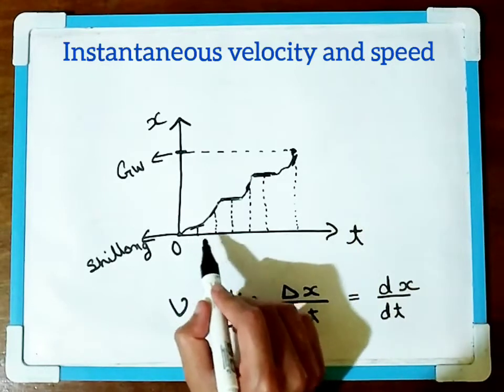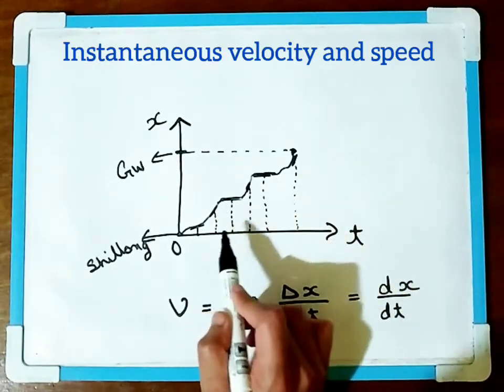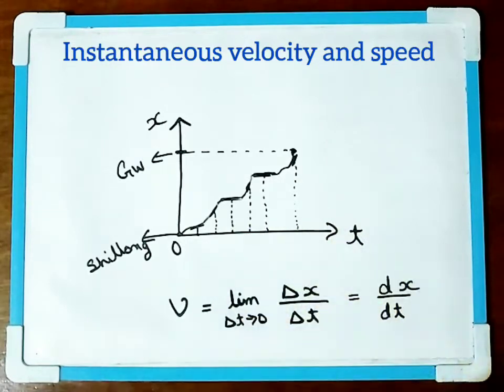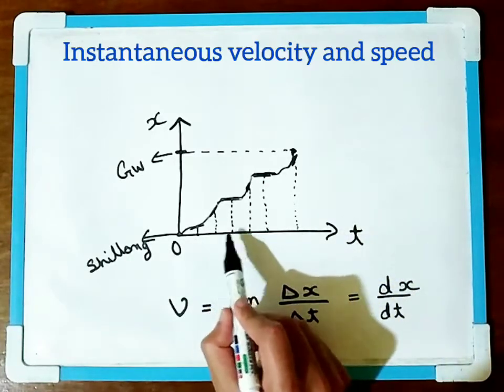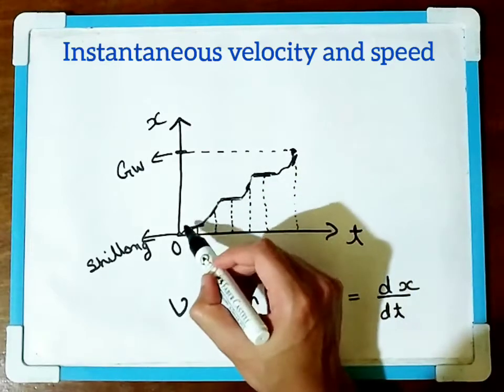So you see that the velocity is different at different instants of time. Hence, the concept of instantaneous velocity and speed is very important, because that will give you the speed at these instants of time. Now, average velocity, what will it give you?